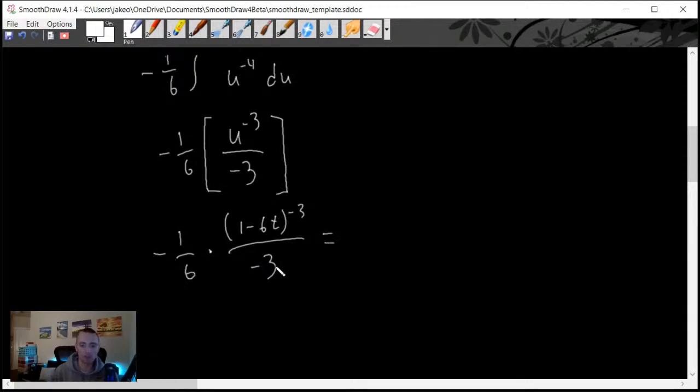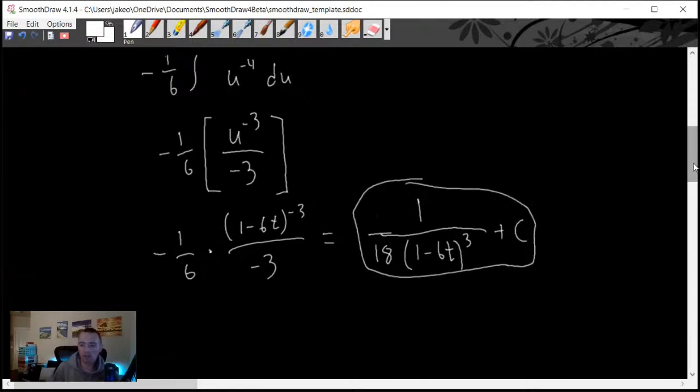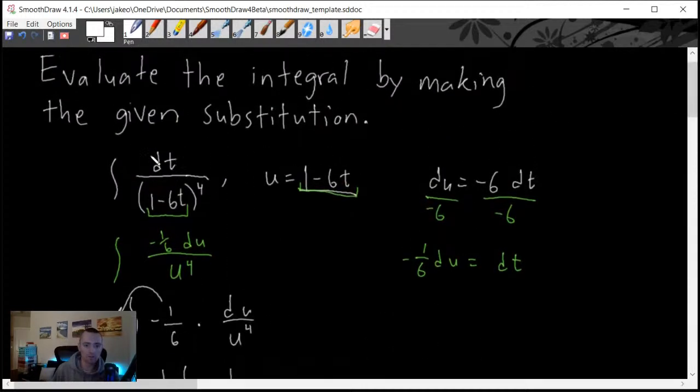So the -1/6 and the -3 on the denominator, basically that's just going to be 1/18. And then this (1 minus 6t) to the -3rd would be the same as putting (1 minus 6t) to the +3rd on the denominator. So basically we're going to end up with 1/18 times (1 minus 6t) all to the 3rd power. And then, I should say, actually, we need one more piece here. We do need to add on a plus c. So this plus c now is going to give us the indefinite integral to this function that we originally started with, based on this substitution that they gave us.